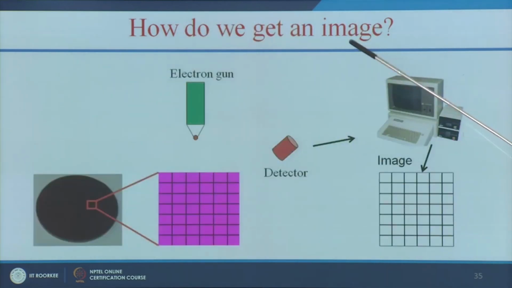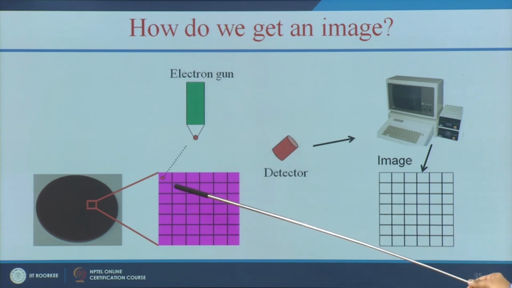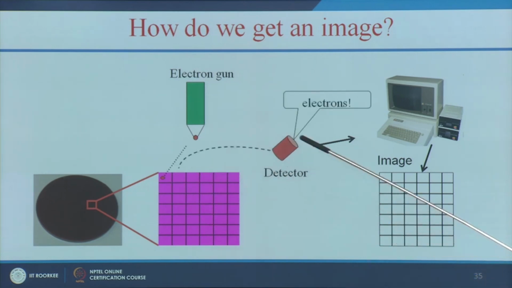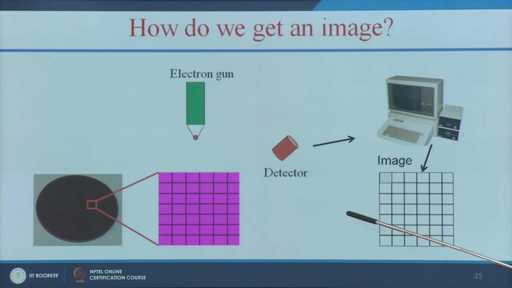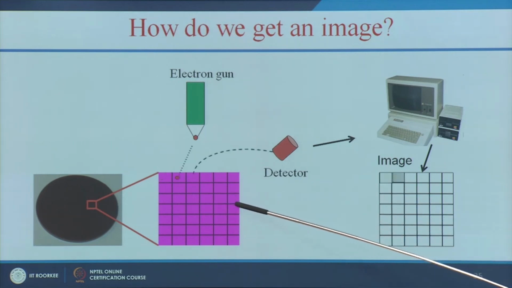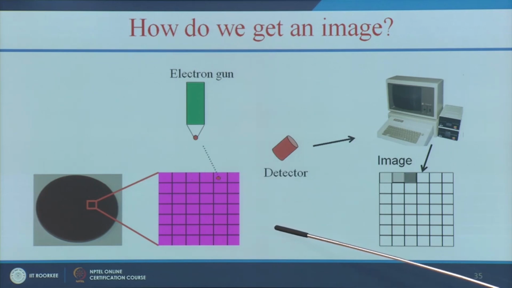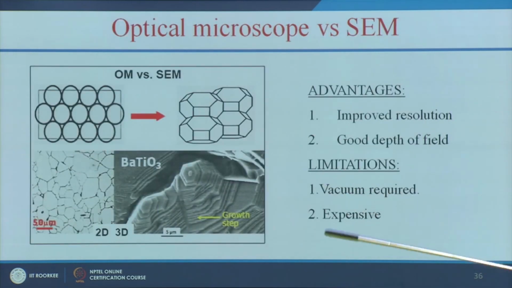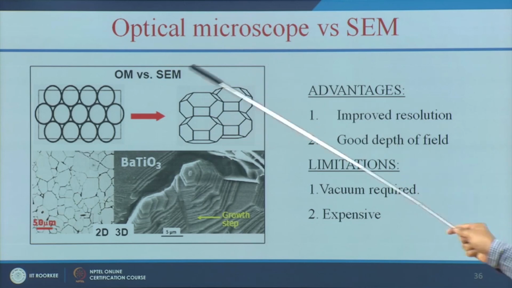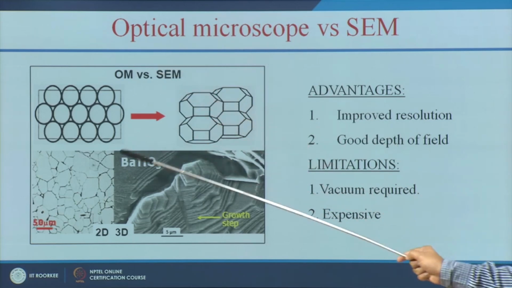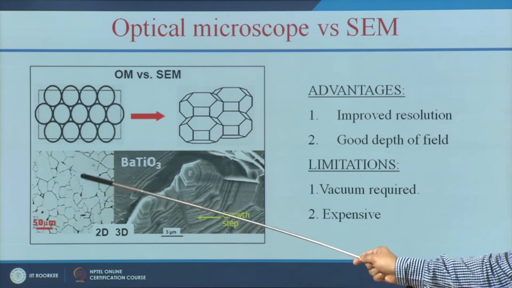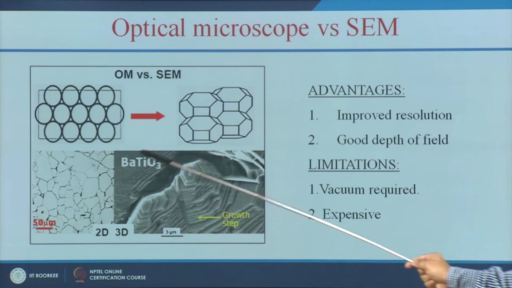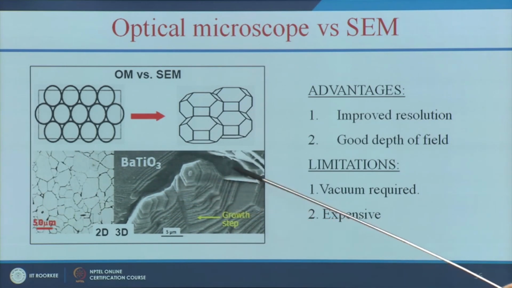So, how do we get an image? When the electrons hit your sample, the backscattered electrons will be detected by the detector. It will scan your sample one by one, all the backscattered electrons will be detected by the detector, and it will take the signal to the computer, and using the software it will give the 3-dimensional image. So, we can compare the optical microscope versus the scanning electron microscope. In the optical microscope you will get a 2-dimensional image, and for the same compound, when you study it under the scanning electron microscope, you will get the 3-dimensional structure.